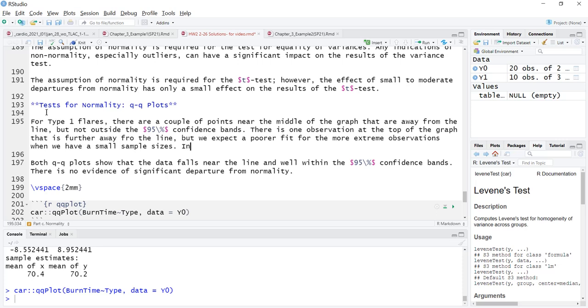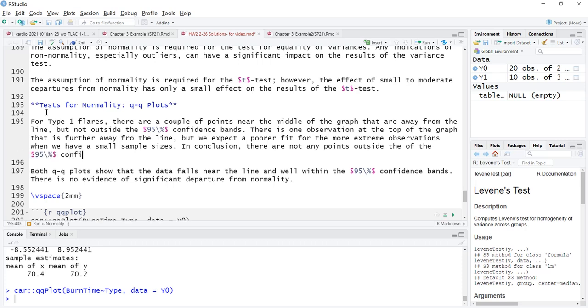Okay, in conclusion, there are not any points outside the 95% confidence bands, and the observations generally fall near the theoretical quantiles.